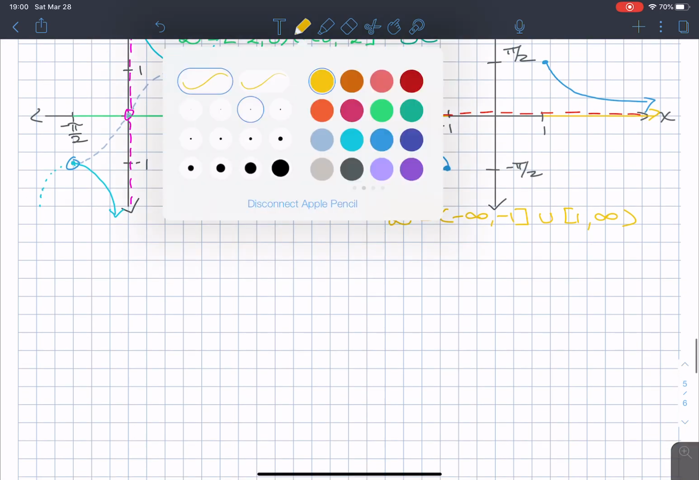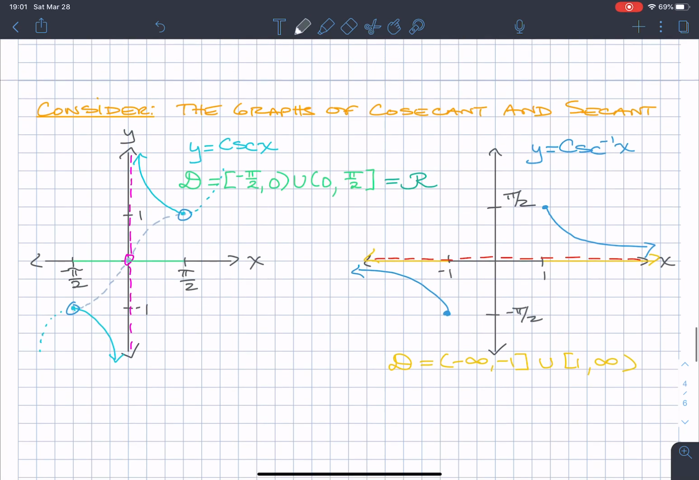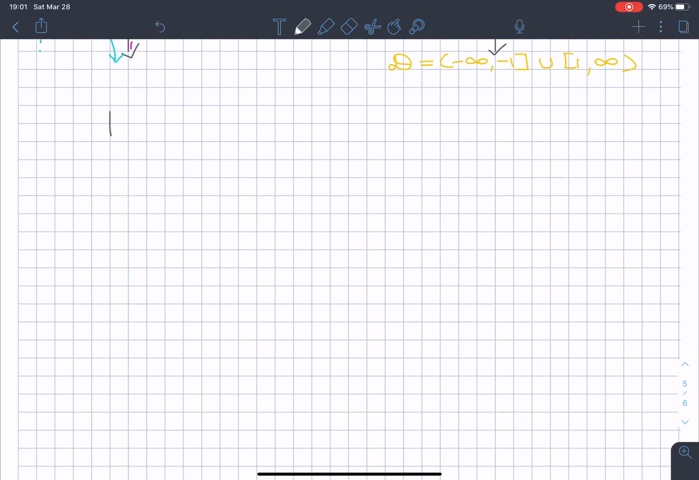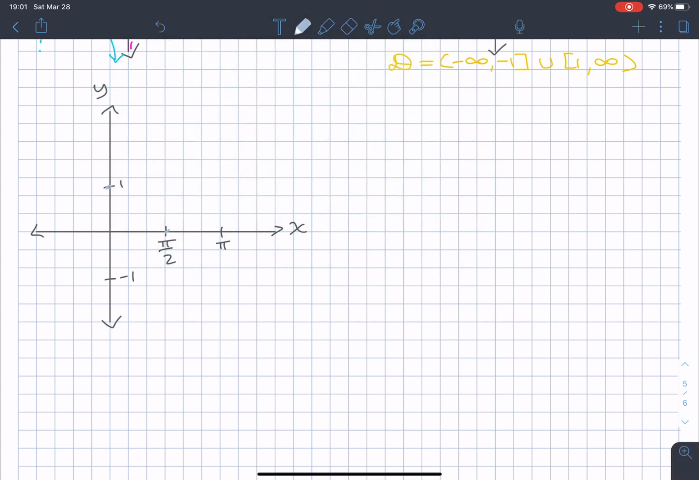Okay, so let's do the same analysis for secant, right? This was cosecant. So now let's do the same analysis for secant. So x and y coordinate axes. We have pi over 2 and pi. We have -1 and 1. So cosine would start at amplitude. Looks something like so. Oops. Draw this a bit better.